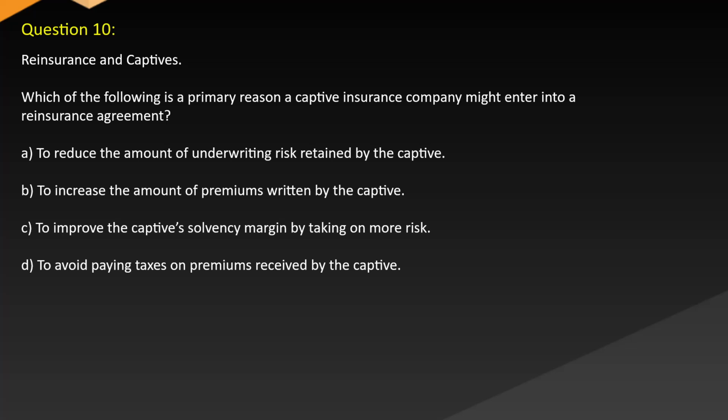Question 10. Reinsurance and captives. Which of the following is a primary reason a captive insurance company might enter into a reinsurance agreement? A. To reduce the amount of underwriting risk retained by the captive. B. To increase the amount of premiums written by the captive. C. To improve the captive's solvency margin by taking on more risk. D. To avoid paying taxes on premiums received by the captive.